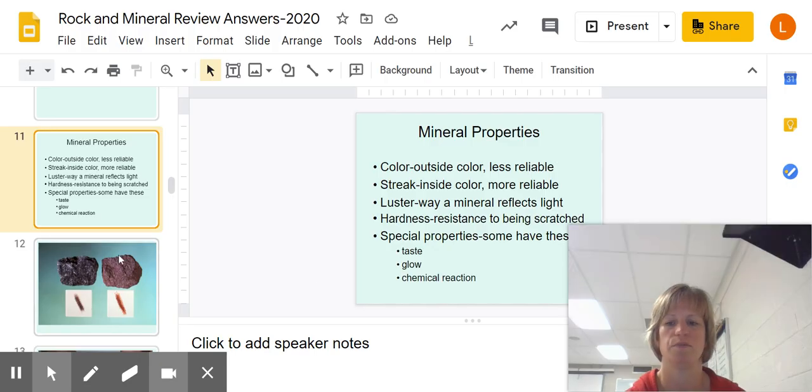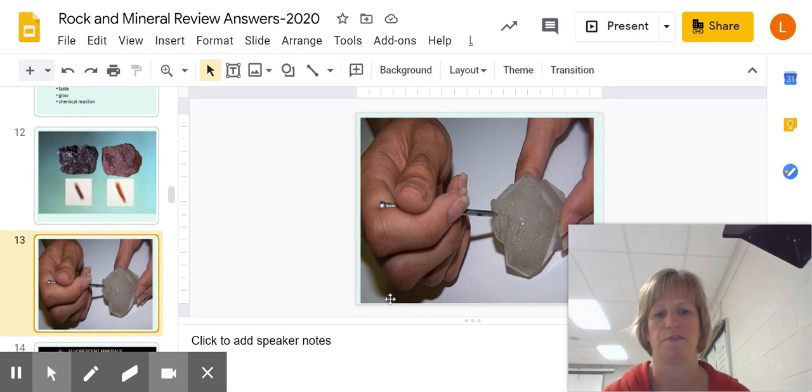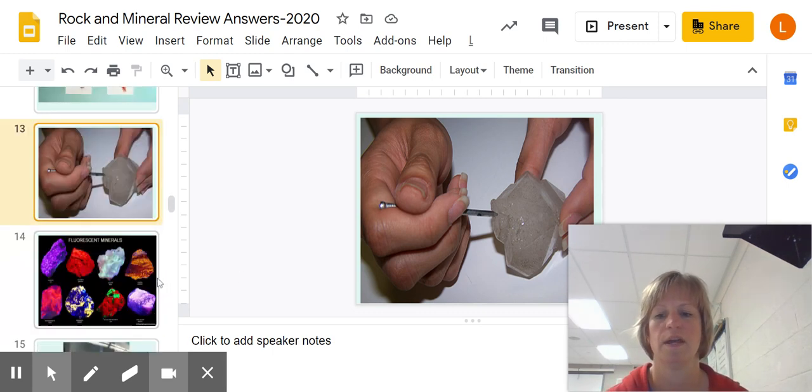Now, hardness, you might remember doing this, right? The scratch test for hardness. And so if a mineral is hard, it will resist scratching. If it's soft on Mohs hardness scale, it will scratch easily. Even sometimes with your fingernails, the softest minerals do.